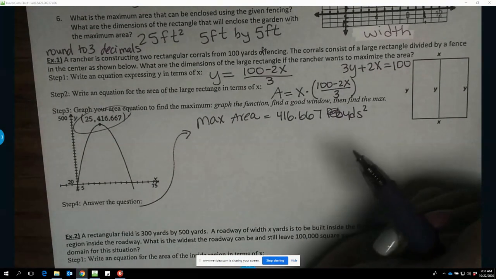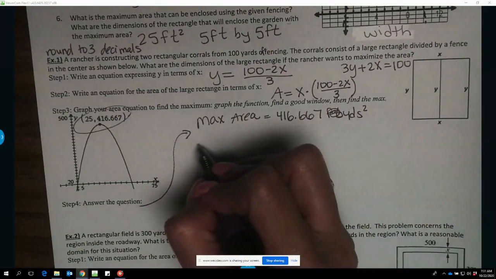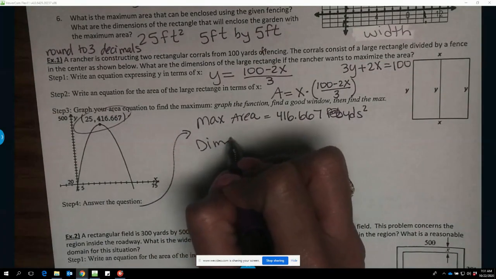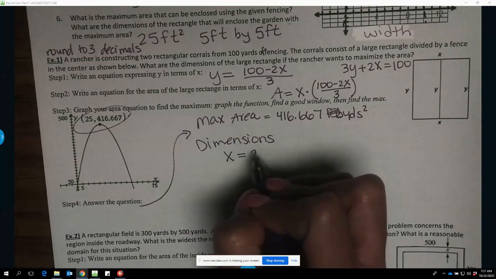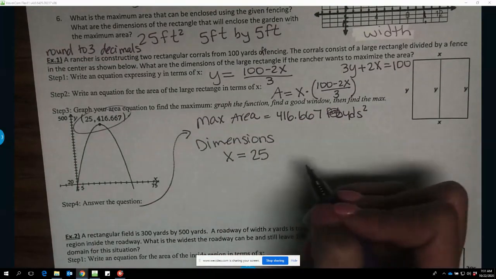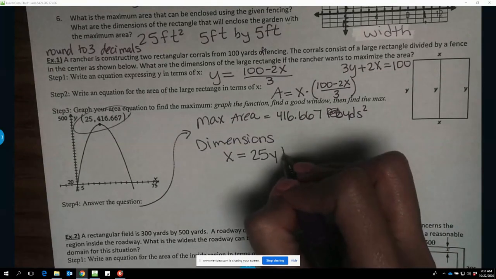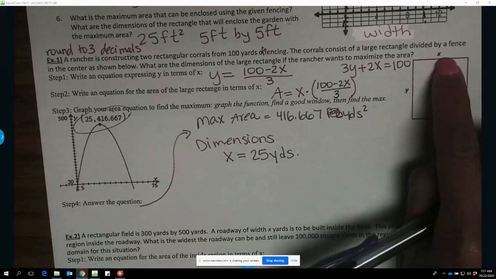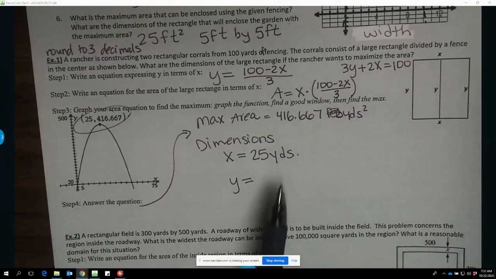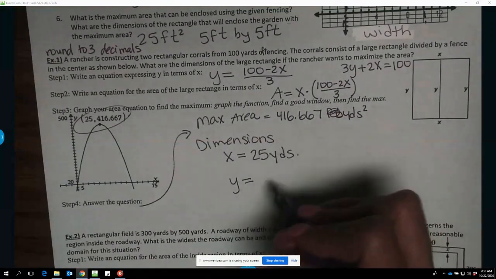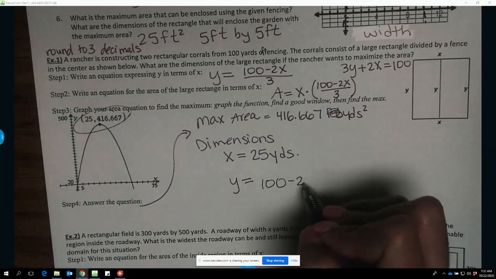Now the actual question was, what are the dimensions? So the dimensions would be, remember, X was 25. That was what gave you the maximum. So 25 yards for my X. And now I need the Y. So for the Y, we just need to go to my Y equation and plug in.